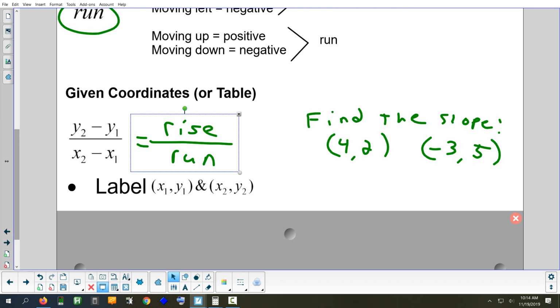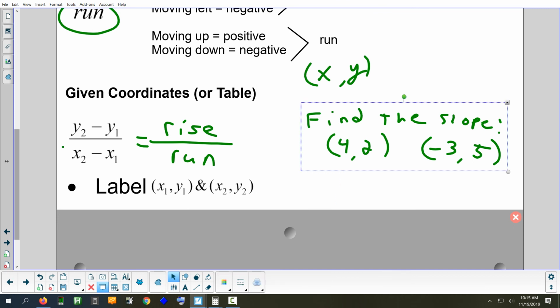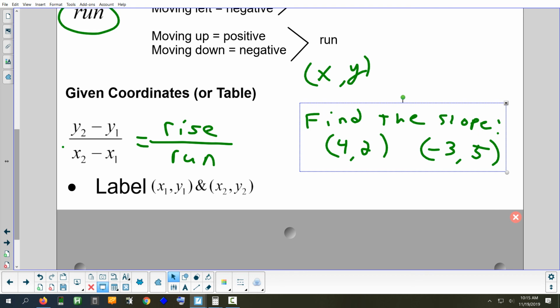So this would be a problem where you would have to use this. First step is to label those 4 numbers. Label them all. When you write a coordinate, which letter is always first? The X, and then the second letter? A Y. This is an X, this is a Y. This is an X, this is a Y. How many X's did they give me? 2. This is an X, this is an X. 4 is an X, -3 is an X.